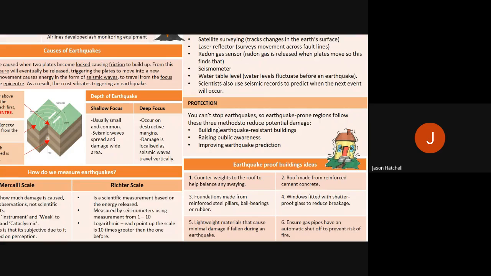Yeah, it is, exactly. Finally, I mentioned earthquake-proof buildings, and I've said most of these things already, but essentially what we do with earthquake-proof buildings is we build foundations, but these foundations are reinforced. They can be rubber or steel, and they basically allow the building to move while the earthquake is happening. We can also fit windows that are shatterproof, and that avoids injury due to glass shattering. And we can also make the roof stronger with reinforced cement concrete instead of just usual concrete and tiling. And that means that the structure overall is stronger in general.